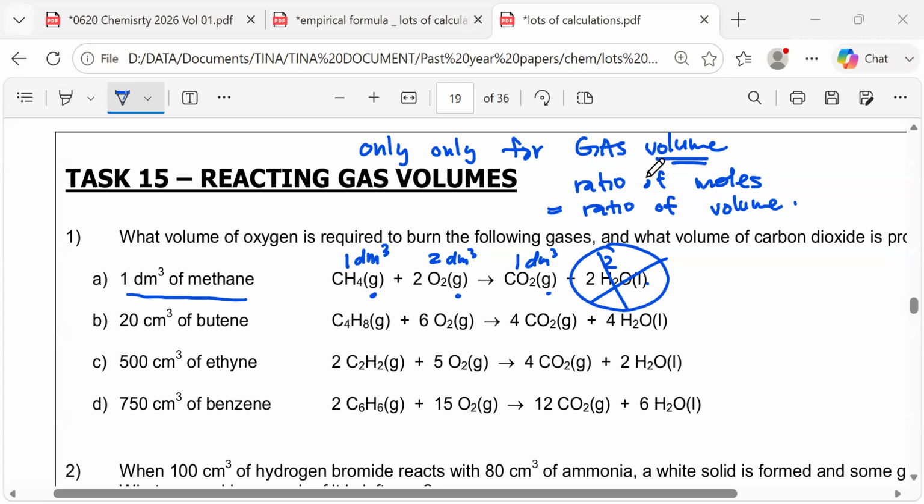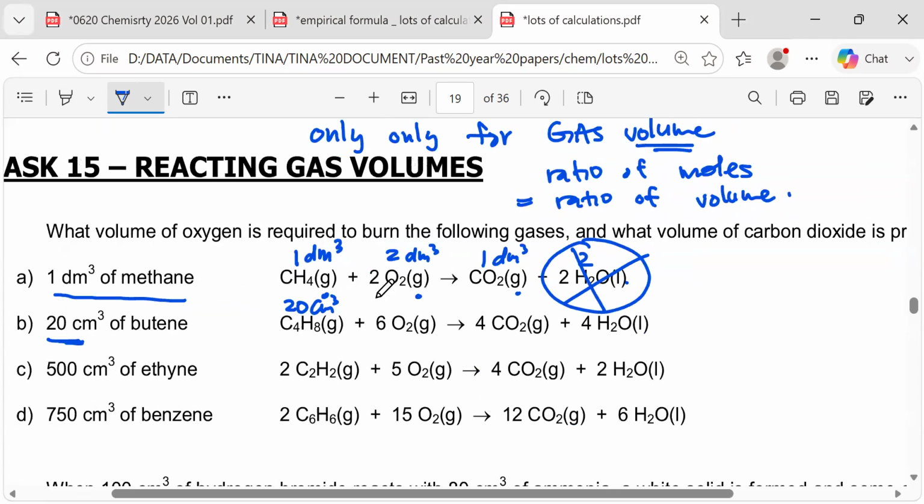Only for a volume of gas, the ratio of moles is the same as the ratio of volume. So 20 centimeter cube of butene. So this one is 20 centimeter cube. So the ratio is 1 to 6, so you just times 6. So 120 centimeter cube. And then this one you just 2 times 4, 80 centimeter cube. All right. So 1 decimeter cube is 1000 centimeter cube. Okay. This one 500 centimeter cube.